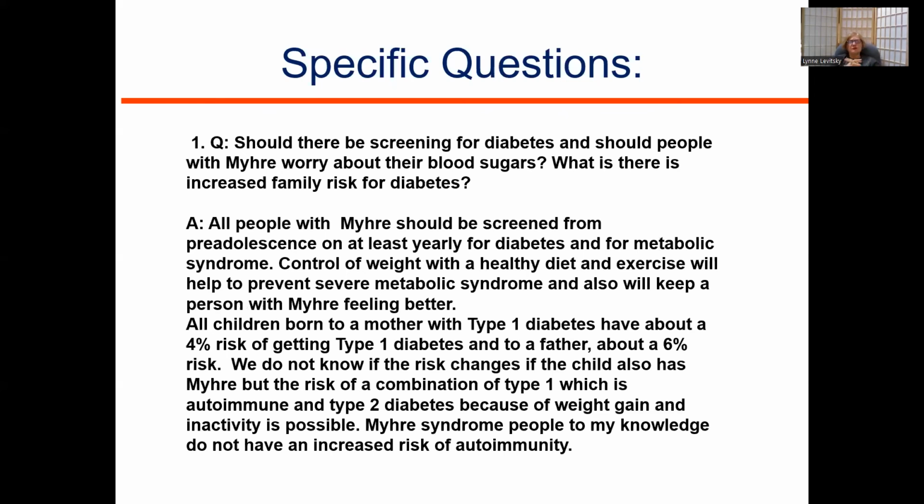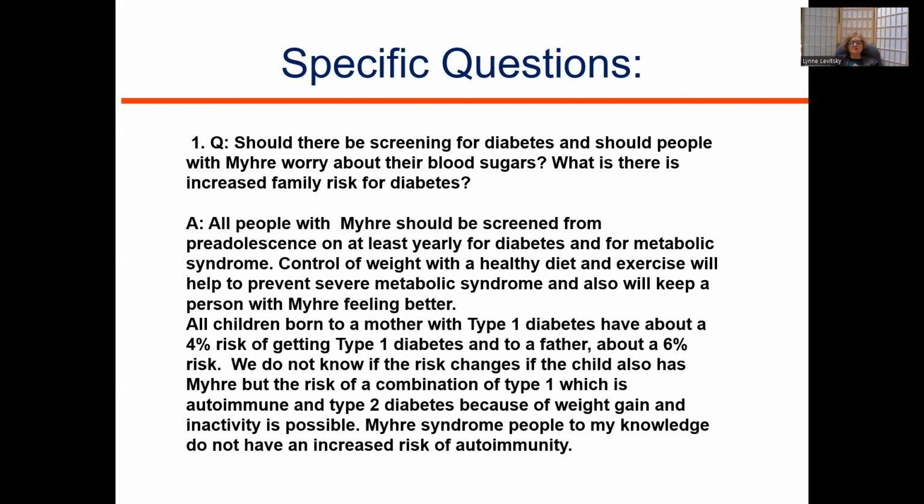So here are some specific questions. Should there be screening for diabetes, and should people with Myhre worry about their blood sugars? What if there's an increased family risk for diabetes? All people with Myhre should be screened from pre-adolescence on at least yearly for diabetes, about age 10, and for metabolic syndrome. Control of weight with a healthy diet and exercise will help to prevent severe metabolic syndrome, and also will keep a person with Myhre feeling better. Motion is lotion, as they say.